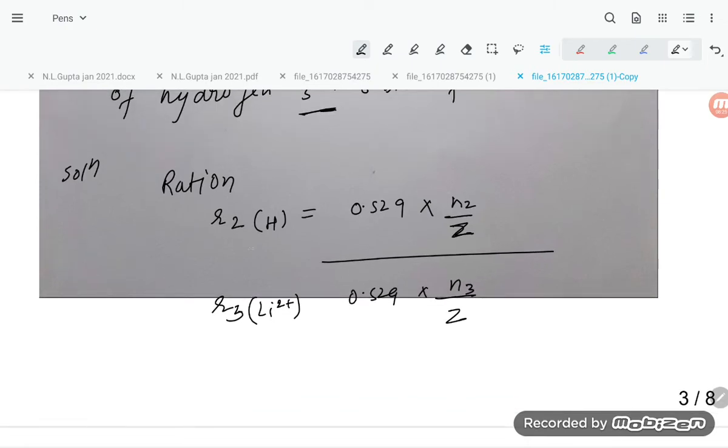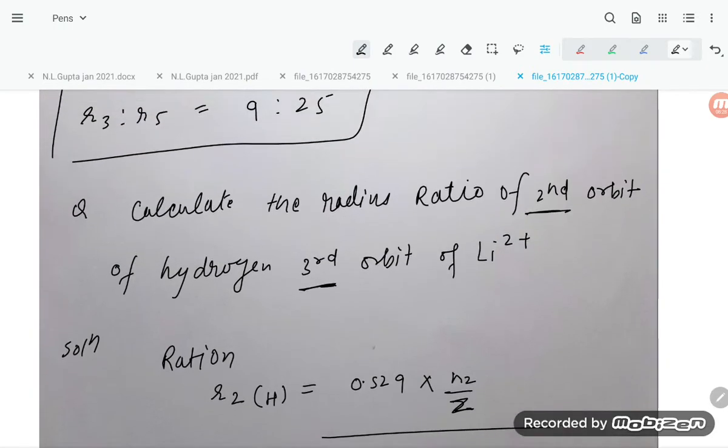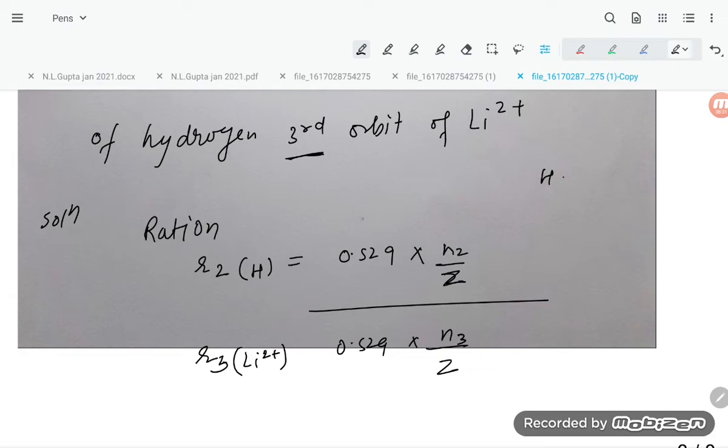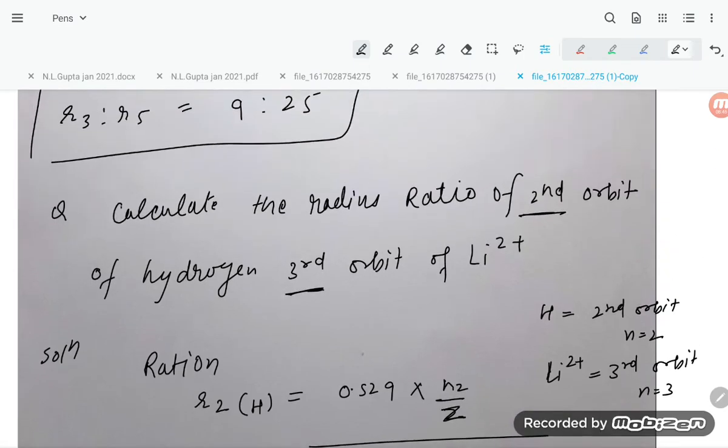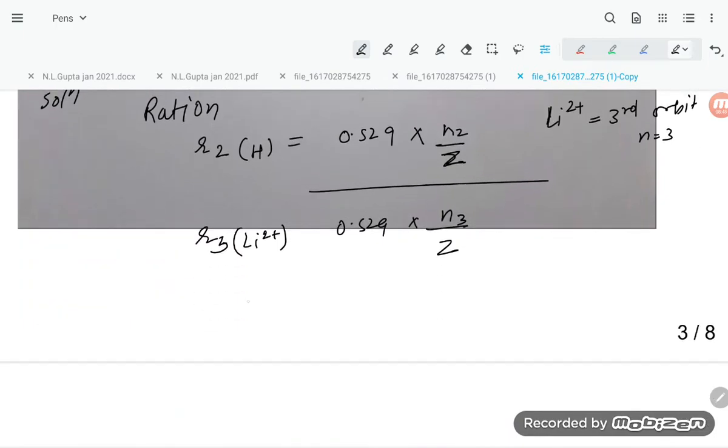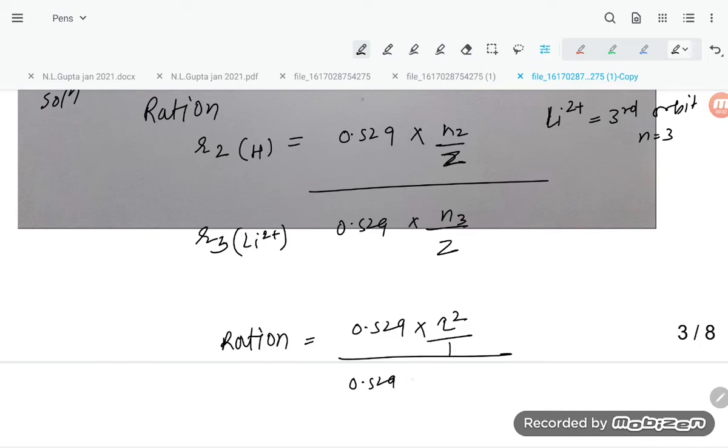Put out the n value. For hydrogen, the second orbit means n is equal to 2, and for lithium 2 plus they are asking about the third orbit, so n is equal to 3. So the ratio is equal to 0.529 into 2 square upon 1, total divided by 0.529 into 3 square upon Z.